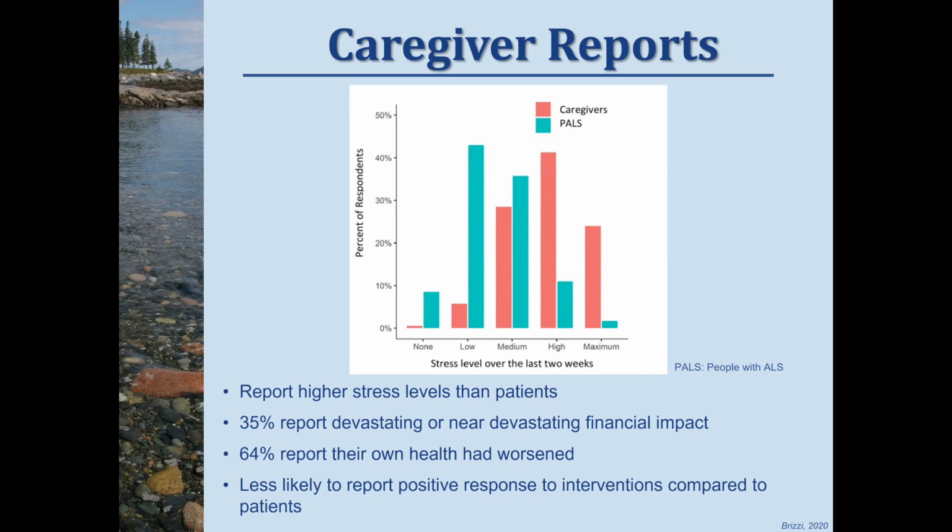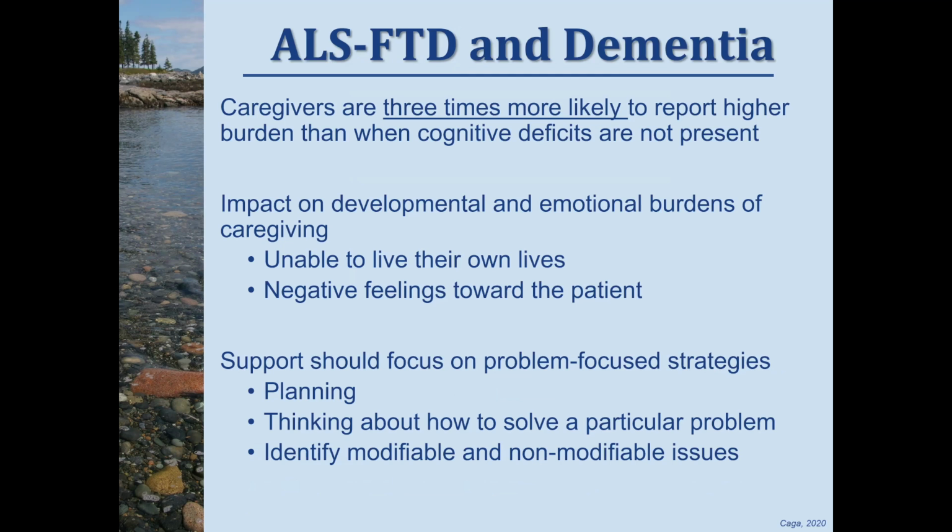A lot of that is for the reasons we mentioned, but that financial impact, 35% report it has been devastating to their finances. And a lot of times caregivers put their own health to the wayside, and their own health can worsen because they're not making their own doctor's appointments or doing preventative medicine and treatments. So they're less likely to report a positive response to interventions compared to the patients themselves. And with dementia specifically, if a patient has dementia with their ALS, caregivers are 3 times more likely to report that higher burden. So that dementia just adds fuel to the fire.